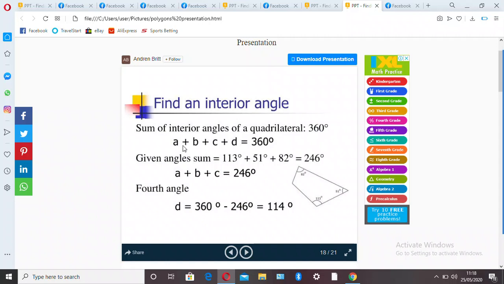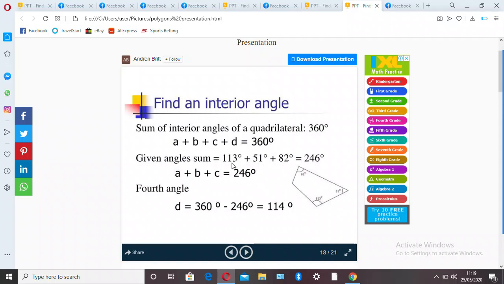In this quadrilateral, you have angle A plus B plus C plus D. I've been given three of the angles, so I'm just looking for angle D. I've been given angle A, angle B, angle C. I'm just going to total all that I've been given and take it out of 360 degrees. That will give me the one I am looking for.